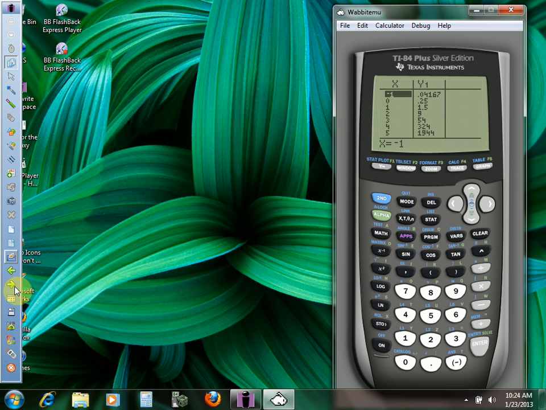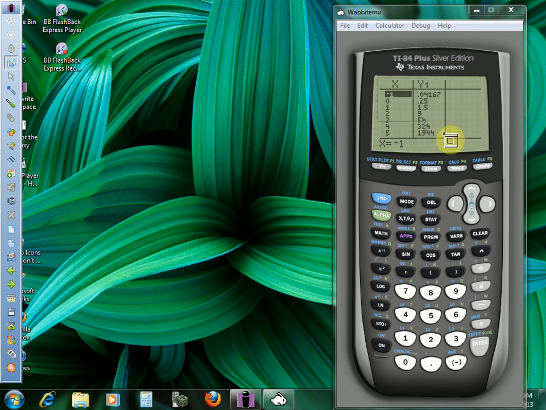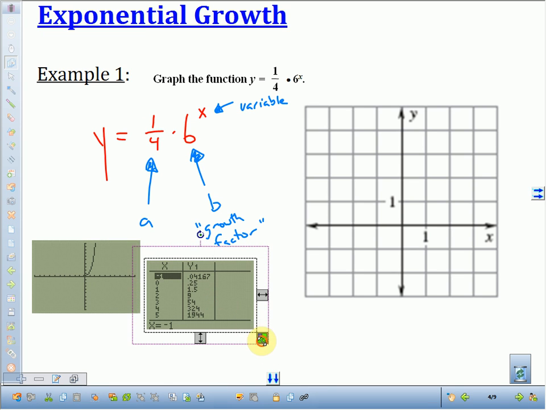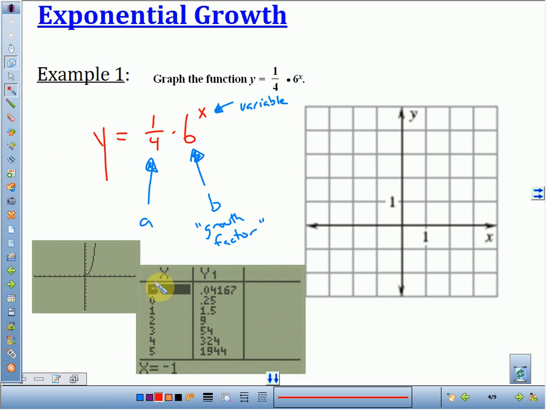So I'm going to take a picture of this so I can have this for reference, because these are the values I'm interested in. Make that a little bit bigger for my own reference here. Now, I want to plot some points. When x is 0, y is 1/4, so I'm going to eyeball that one about 1/4. When x is 1, y is about 1.5, so I'm going to eyeball that. When x is 2, y is 9, and I can't really graph that.